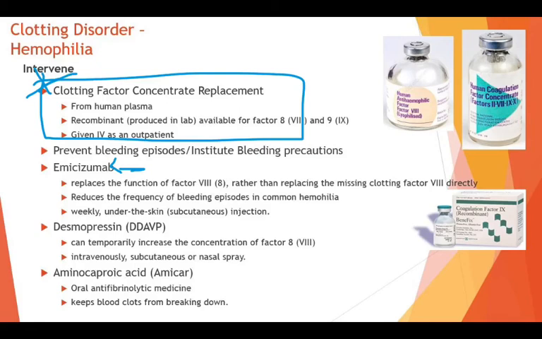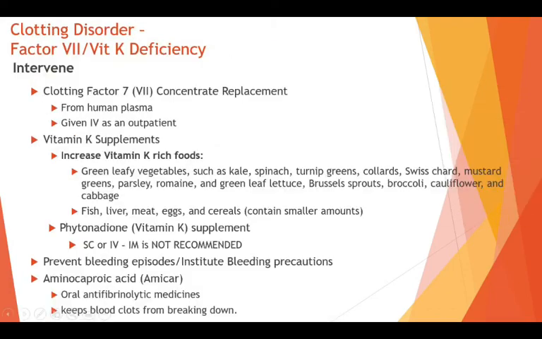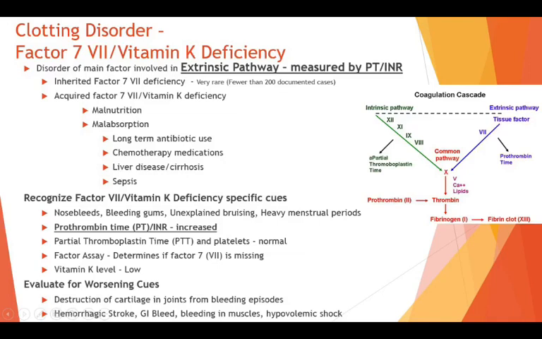The main replacement is replacing your clotting factor. I'm not going to spend too much time on all the rest of them. The other clotting disorder that we had, so we have the DIC, which is platelets and both coagulation cascades trashed. Everything's trashed. The hemophilia is the intrinsic pathway, and then factor 7 vitamin K deficiency is the one that affects the extrinsic pathway and your prothrombin times.